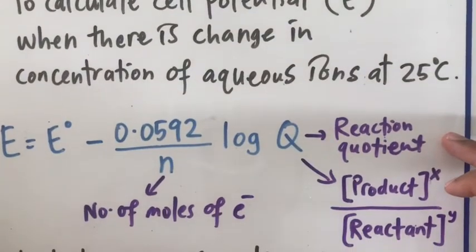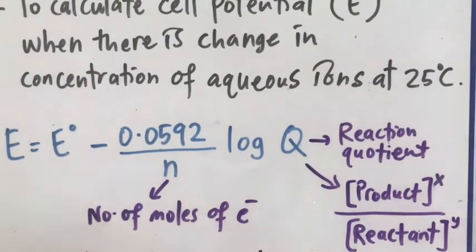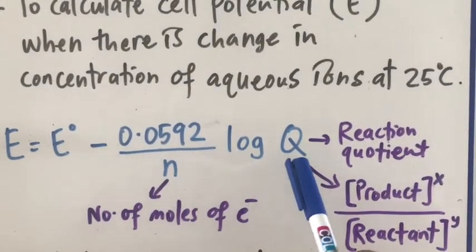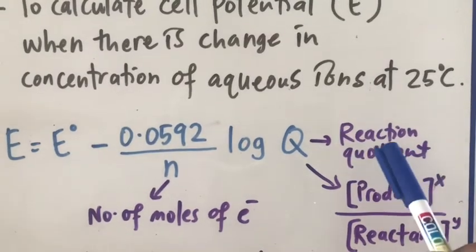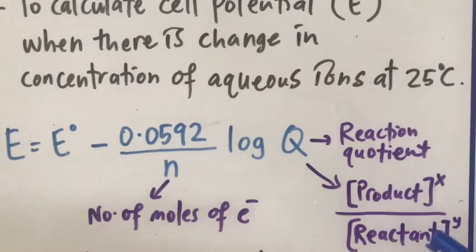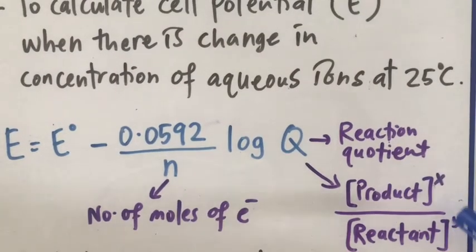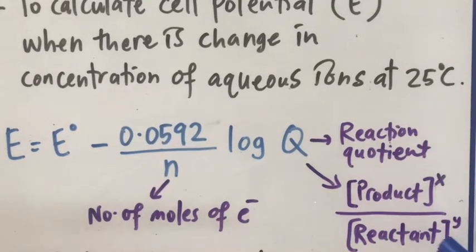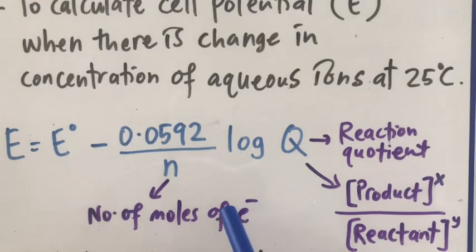The formula is E equals E naught cell minus 0.0592 divided by n times log Q. Q is the reaction quotient, found by the concentration of the products divided by the concentration of the reactants. The exponents x and y are the number of moles of products and reactants. n refers to the number of moles of electrons transferred in the redox reaction.